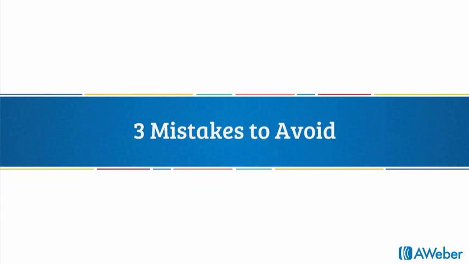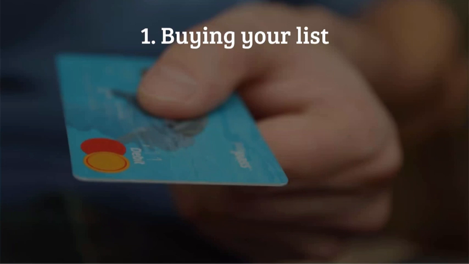All right, so now I want to go into the 3 mistakes to avoid when growing your email list. And if you avoid these 3 mistakes, it's going to help you build a better email list, a more qualified email list, and an email list that's going to actually drive purchase decisions. First off, buying your list. So it may seem like buying your list is just an easy way to get started, but the problem with building your list by buying your list is threefold.